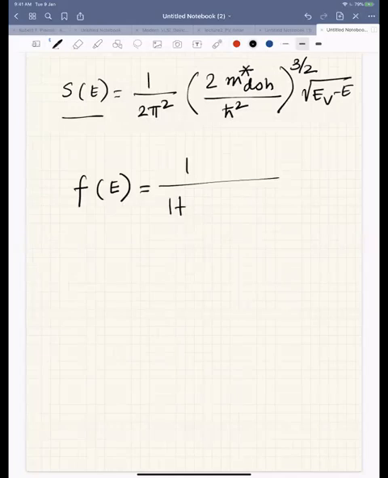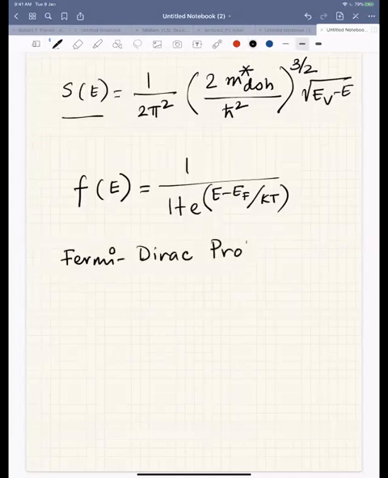All of you who have done electronic devices at some point might have come across this equation. This is the Fermi-Dirac probability function. It just tells you what is the probability that a particular energy state is occupied, right?